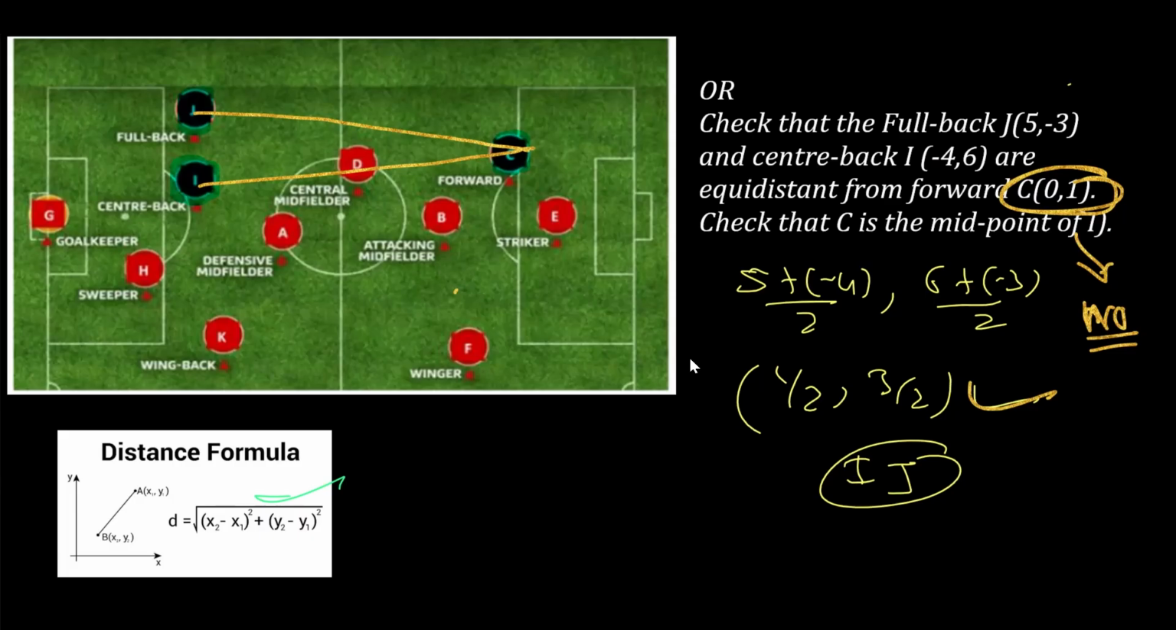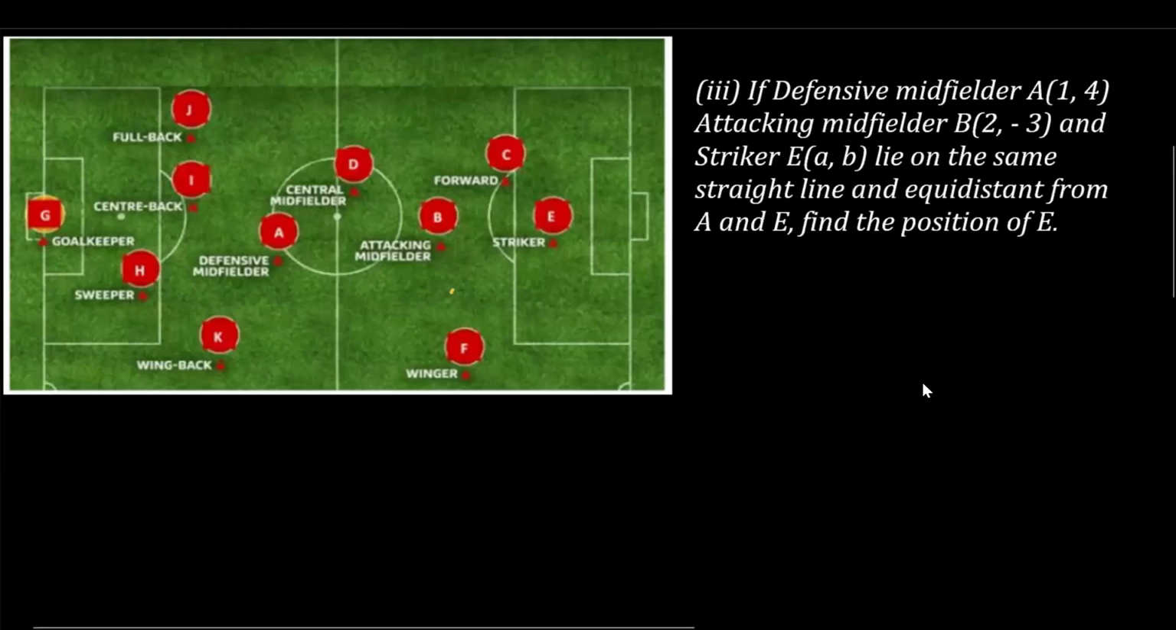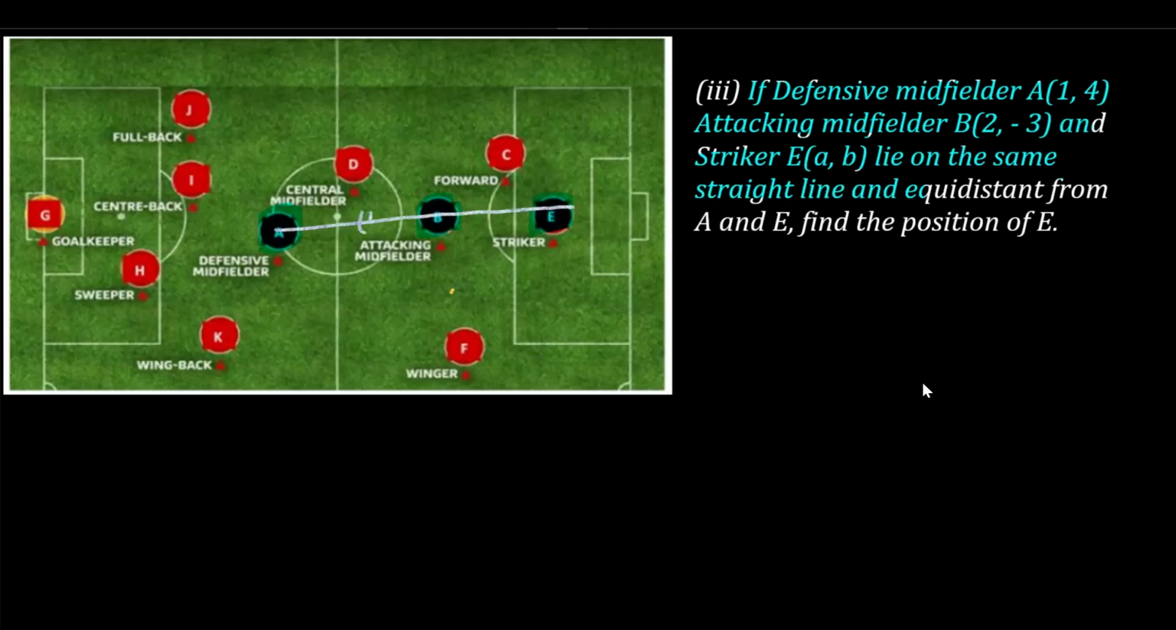We have one more part, that is the third part. Let's do that. What does the third part say? It says the defensive midfielder, which is (1, 4), that's A, and the attacking midfielder, that is B over here, and the striker E are on the same straight line and they are equidistant. That means these two distances are equal, from here to here is equal to this. And what we have to find out is the position of E.